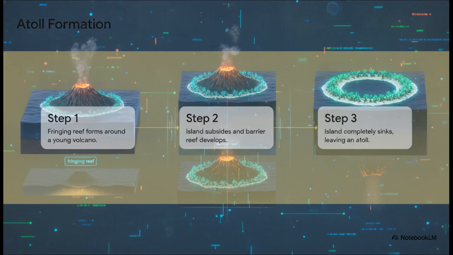Step 2, as the incredibly heavy volcanic island slowly subsides or sinks into the crust, the living coral has to grow straight up, about 3 to 15 millimeters a year, just to stay in the sunlight. This creates a barrier reef and a lagoon. Finally, step 3. The heavy volcanic rock sinks completely below the ocean's surface, leaving nothing behind but a beautiful circular ring of living coral called an atoll. It is the ultimate tracking system where biology perfectly maps geology.